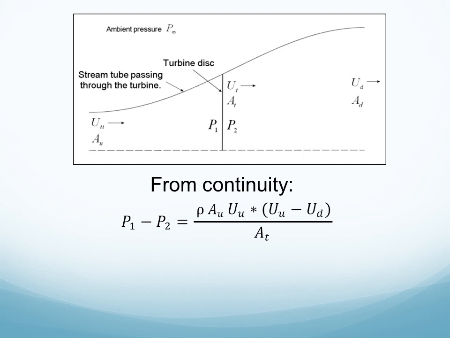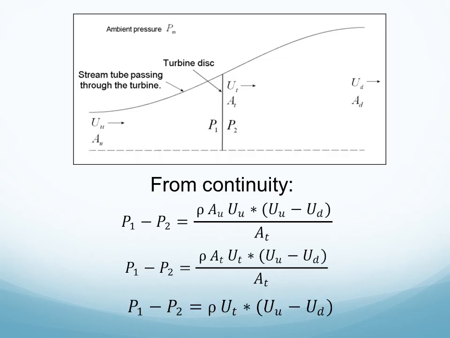Alright, now we're going to apply our continuity equation and swap out the AU times UU in the first equation for AT times UT, shown in the second equation. And what we'll find is that the AT cancels out, leaving us with a final equation that I'm going to label equation 1 because we'll be back to it later.